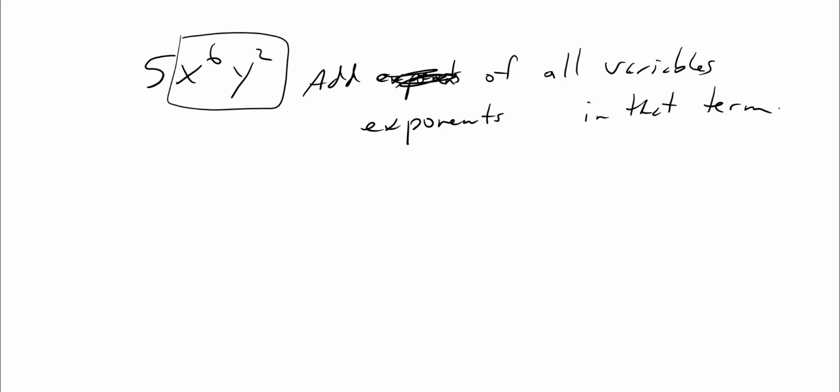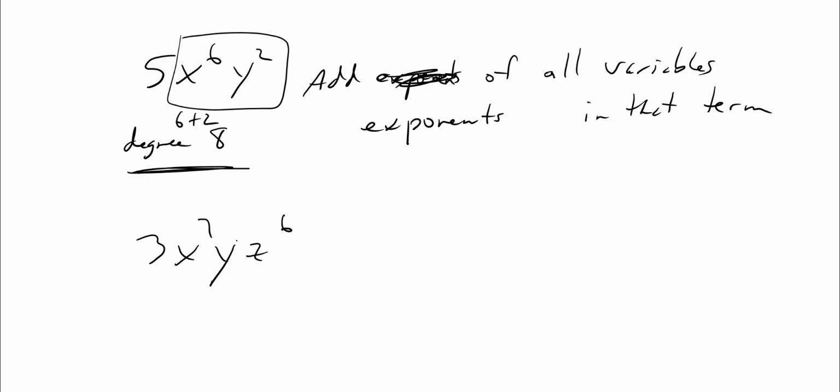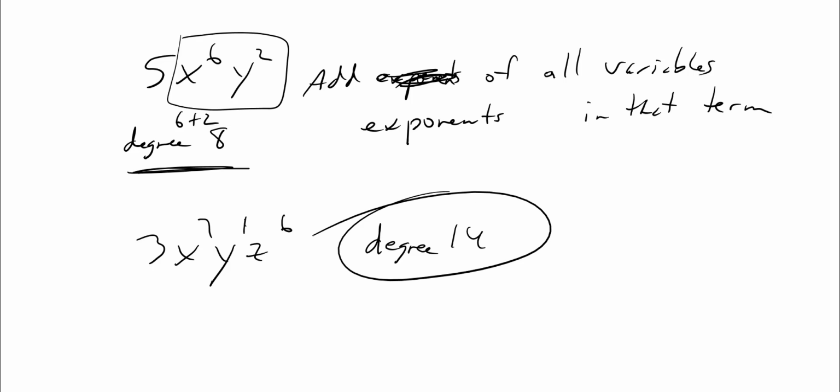I'll explain what I mean by that in a second, right? So in other words, you would say this is degree 8 because it's 6 plus 2. Okay? Degree 8. Pretty easy. So, you know, 3x to the 7th, y, z to the 6th. Again, make sure you put that y, or it's got a 1 there. And then you'd say 7 plus 1 is 8, plus 6 is 14. So this is degree 14. Okay? Pretty easy. So let's kind of make it a big old problem here now.